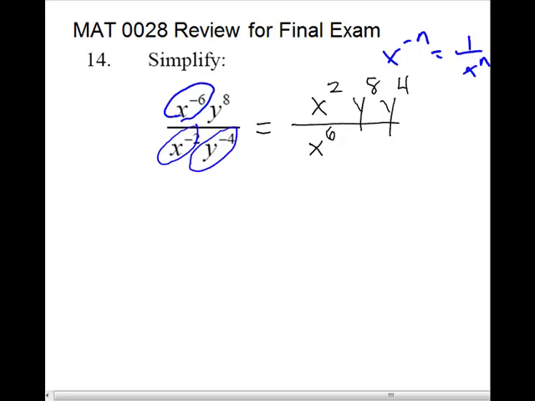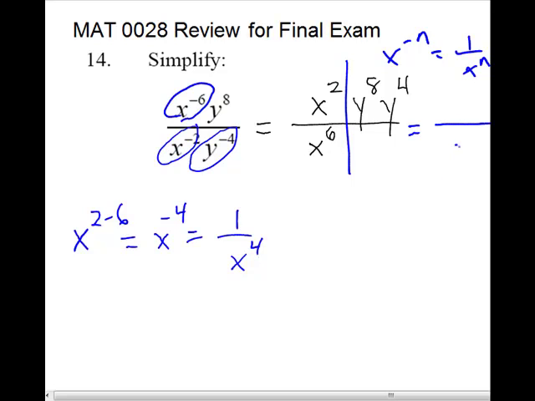Now we'll work with what we have. For the x's, we're going to subtract top to bottom because they are in a fraction form. Will give us x to the negative 4. This is going to rewrite as 1 over x to the positive 4.